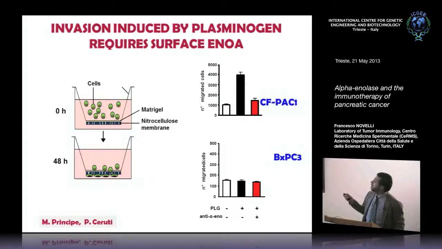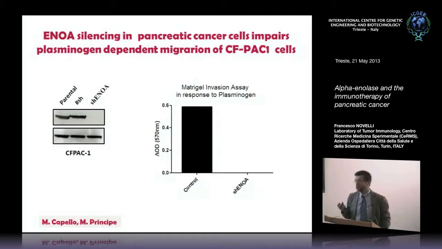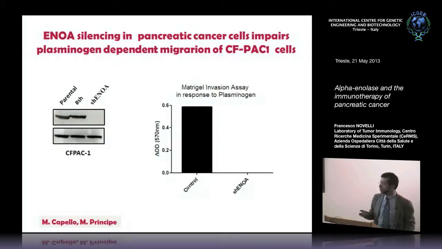As you can see, on BxPC3, which is a cell that does not express alpha-enolase on the surface, the plasminogen did not induce any invasion, but on CFPAC cells, plasminogen induced invasion, and this invasion was blocked by the presence of antibody against alpha-enolase. So the blocking of alpha-enolase through the monoclonal antibody inhibits the invasion induced by plasminogen.